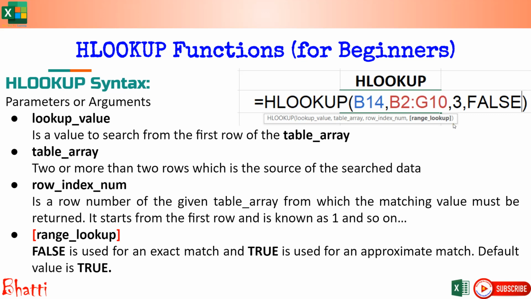Row index number. When we select multiple rows, the HLOOKUP function automatically gives a number to each row from 1 and so on, 1, 2, 3, 4, 5, 6, 7, 8, 9, 10 and so on. And finally range lookup, it may have true or false. True means approximate match and false means exact match. What is this approximate match and what is the exact match, we will see through the practice.